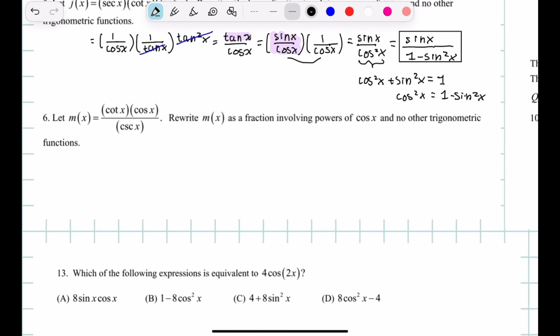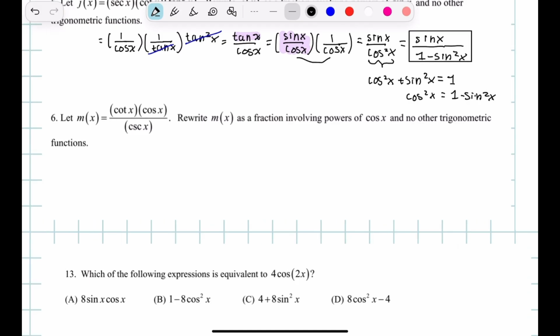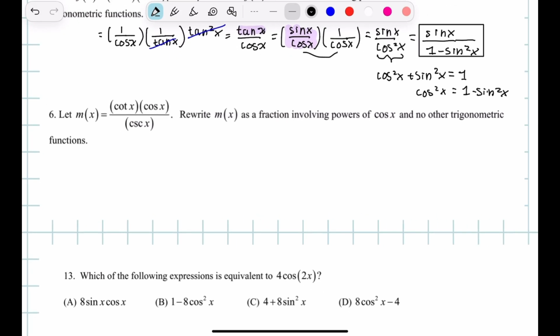So 6, let m of x equal cotangent of x times cosine of x divided by cosecant of x. Rewrite m of x as a fraction involving powers of cosine of x and no other trigonometric functions. So cotangent of x, you know that cotangent of x is going to be cosine of x over sine of x. And then you know that cosine of x, you just write cosine of x again, just for the sake of keeping organization.